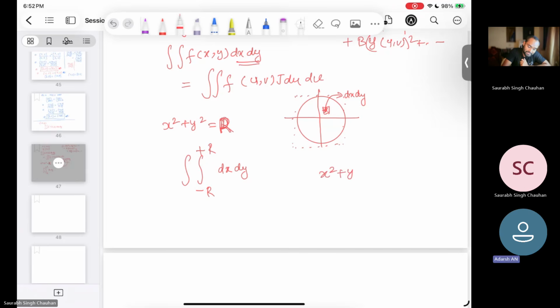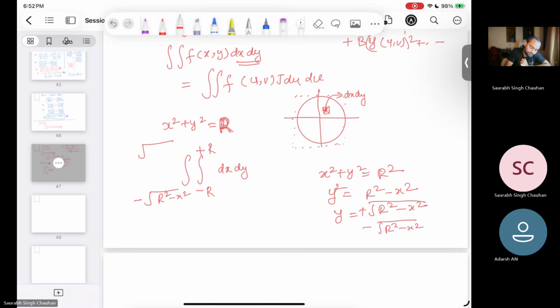x square plus y square is equal to r square. So y square will be r square minus x square. So y will be, once under root, plus root of r square minus x square, and once minus root of r square minus x square. So it will be from minus root of r square minus x square to plus root of r square minus x square.